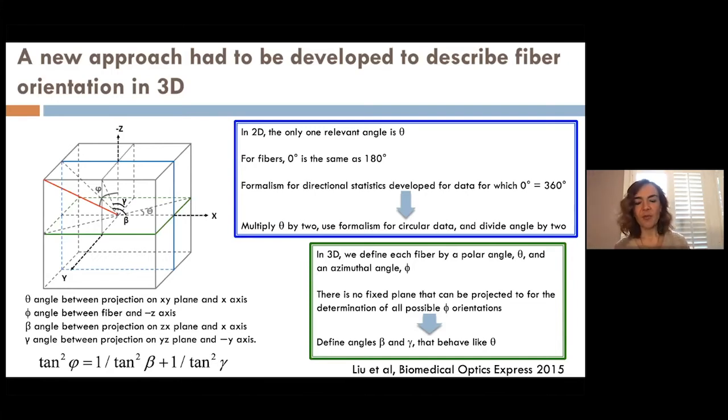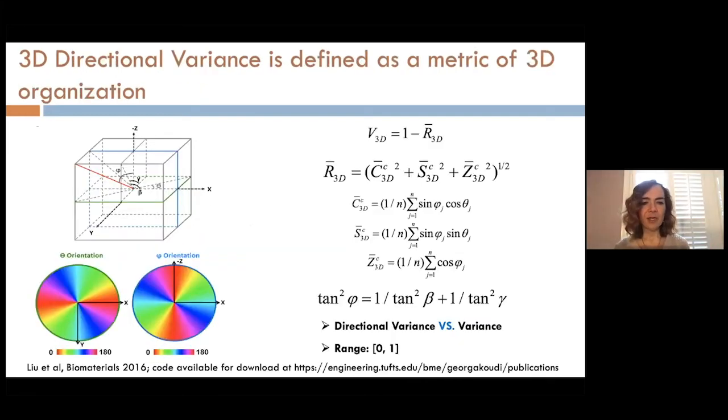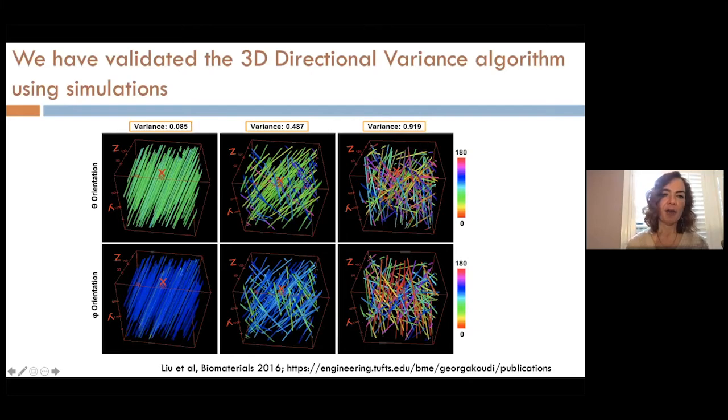So we published a number of papers in which we developed the formalism to assess collagen orientation in 3 dimensions. The approach is based on a summation of weighted vectors. And the metric that we ultimately extract from characterizing basically the angles of orientation of the collagen fibers is directional variance. Directional variance is a simple metric that is equal to 0 when all the fibers are aligned in 3D space perfectly, and it is close to 1 when the fibers are completely disoriented.